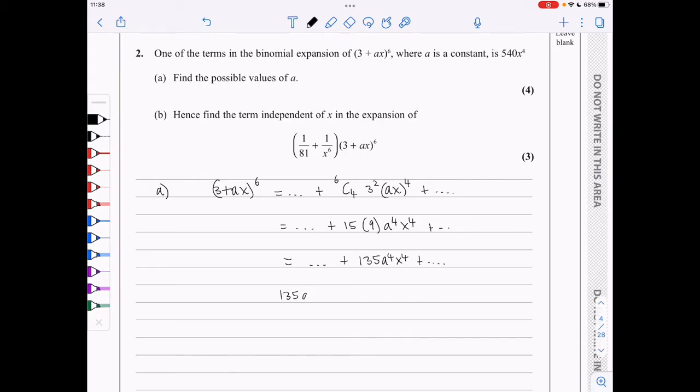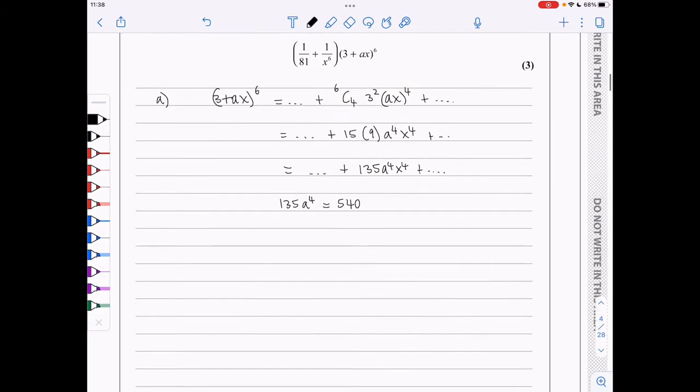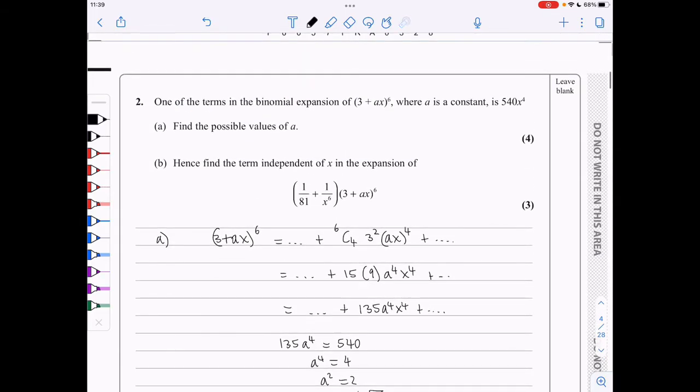and therefore equating the x to the power of 4 terms, I get 135 a to the power of 4 is 540, which means that a to the power of 4 is 4, so a squared is 2, and therefore a is plus or minus root 2. I got two values for a, which agrees with the fact that the question was referring to possible values of a. And in part B, hence find the term independent of x in this expansion here.